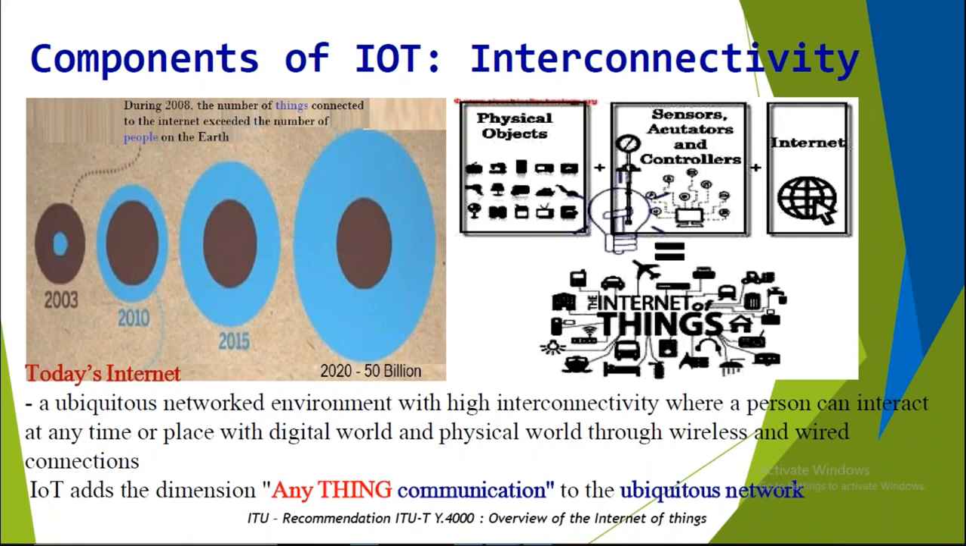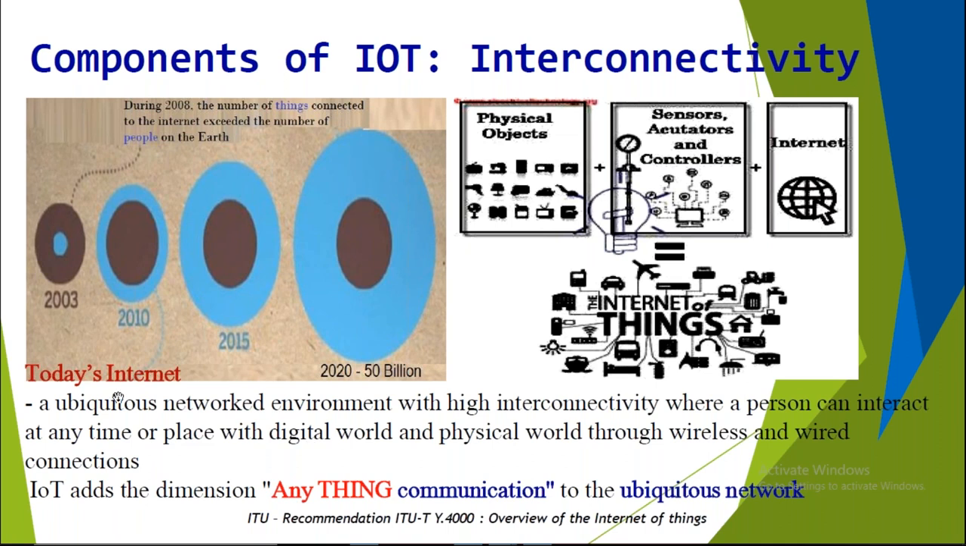Then coming to the components of IoT: to talk about applications, what are the various parts? The first and foremost component of IoT is interconnectivity, where a person, a machine or a device can interact with other devices, people, machines or sensors at any time or place, with the digital world and physical world, through wired or wireless connections. That is what today's internet provides, the ubiquitous network environment. That is the main and first and foremost component of IoT.